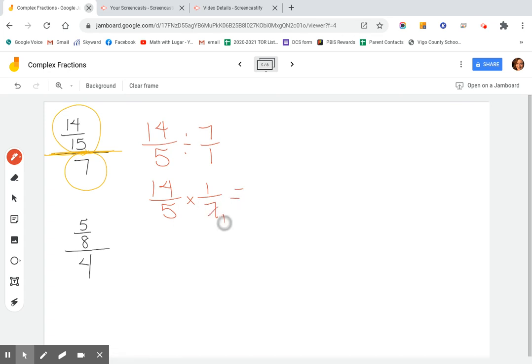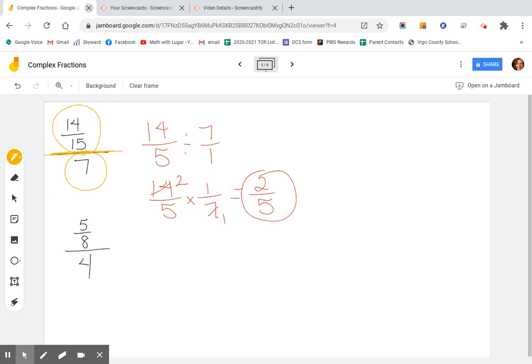I'm going to cross reduce the 7 and the 14 by 7s. And then across the top, I get 2, and across the bottom, I get 5. All right, this would be another good time for you to pause it and try it. See what you can do on this next problem, and then hit play and see if we match.